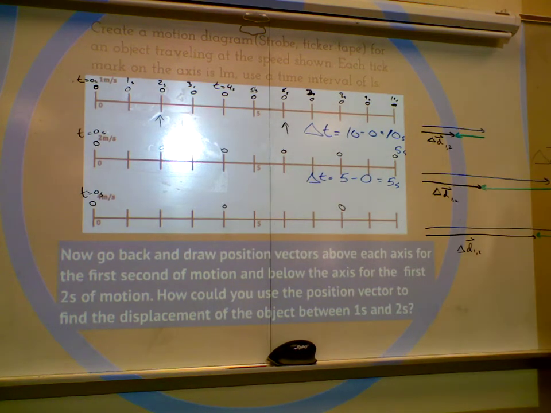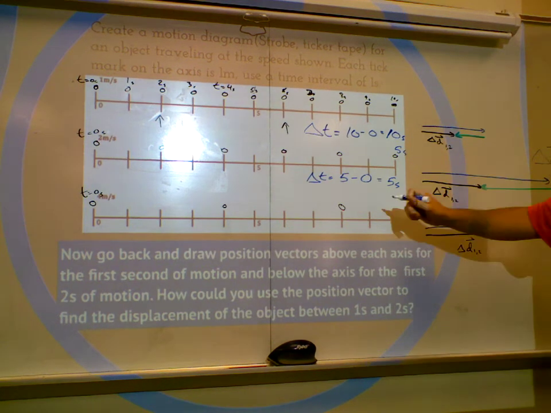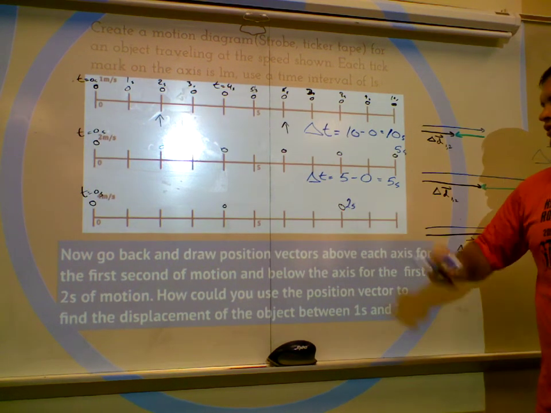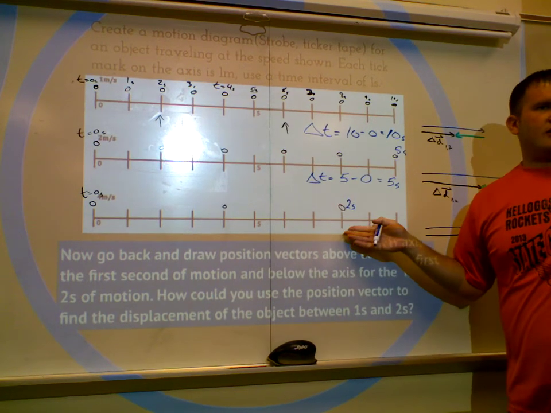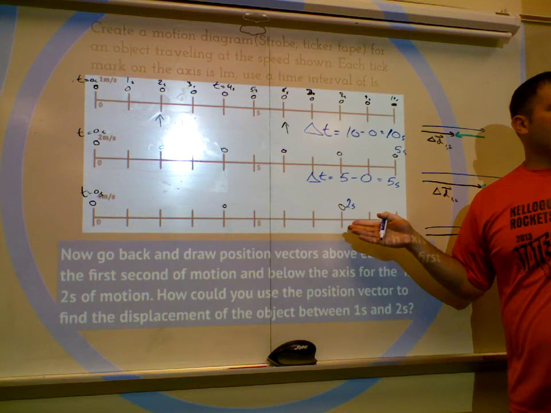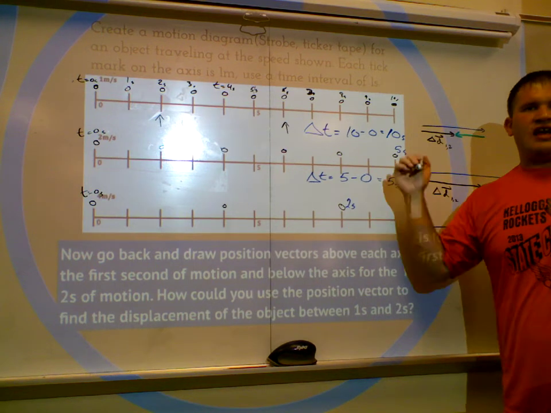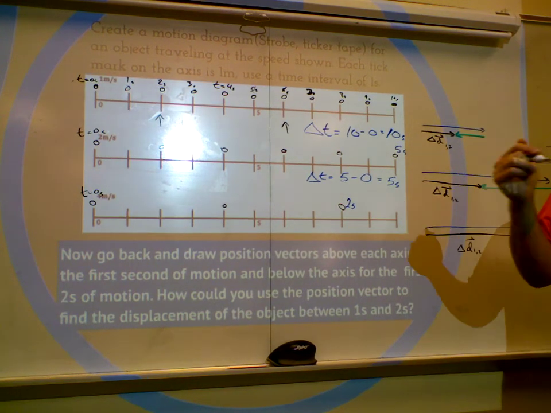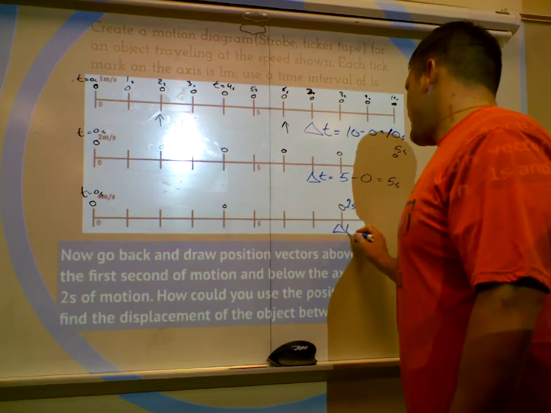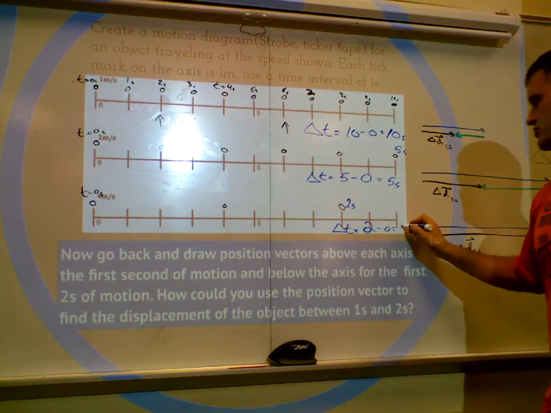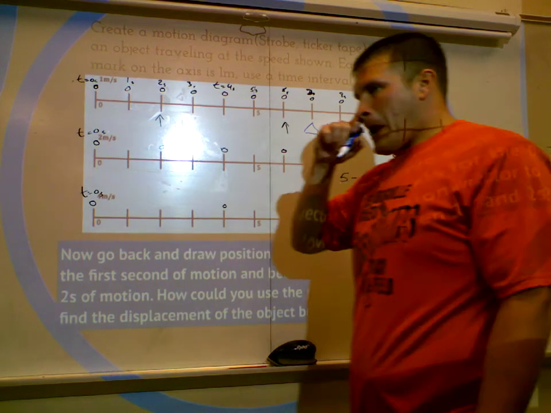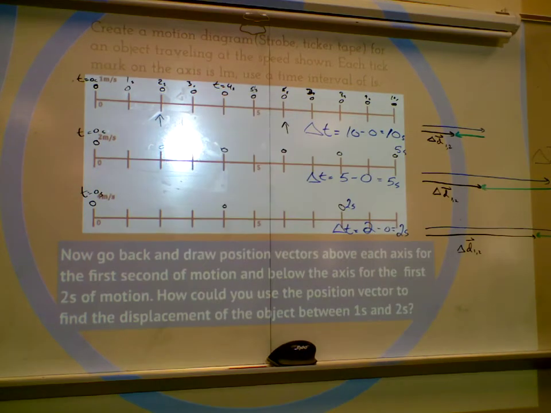What about this one? What's the time of our last dot? 2. Okay. So the location on this axis has nothing to do with our time, does it? No. The number of dots tells us the time because the dot's made every second, right? So our time interval here is delta t equals 2 minus 0, which is 2 seconds. Does that make sense, guys?